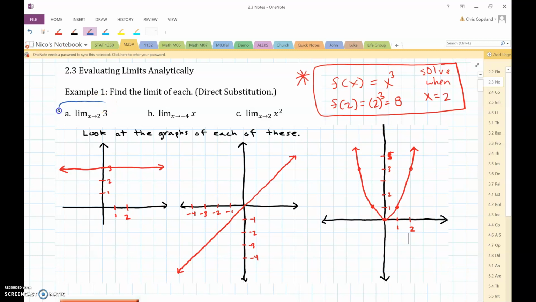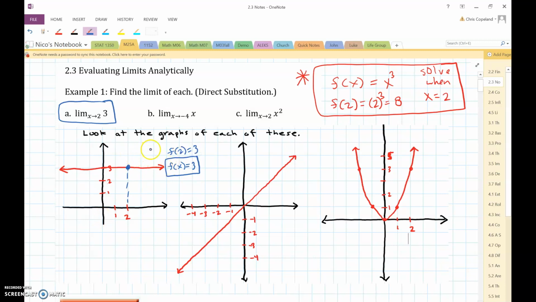So let's look at A. They want us to find the limit of 3 when x equals 2. So first of all, this line here is f of x equals 3. So this is the function f of x equals 3. We want to evaluate this limit when x is 2. So when x is 2, f of 2 would be 3.